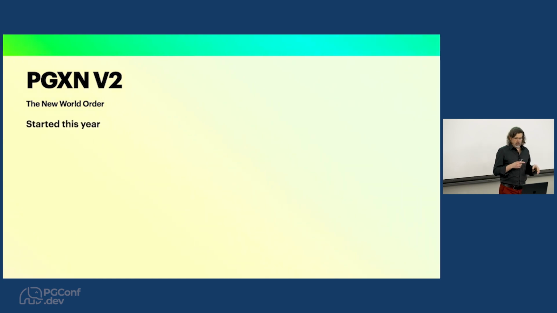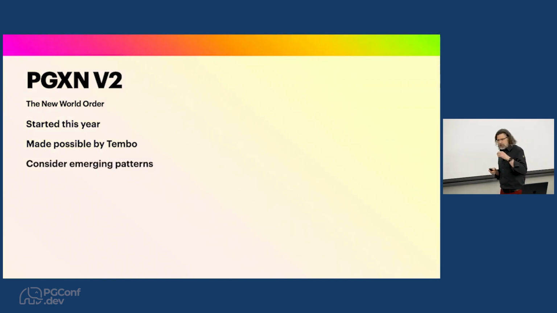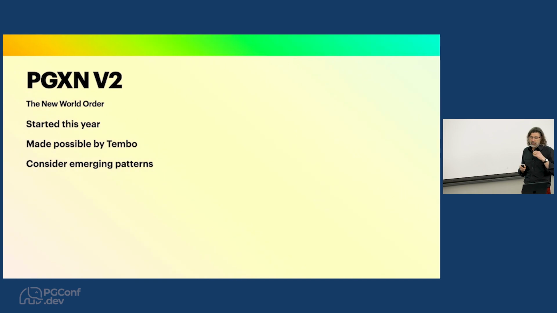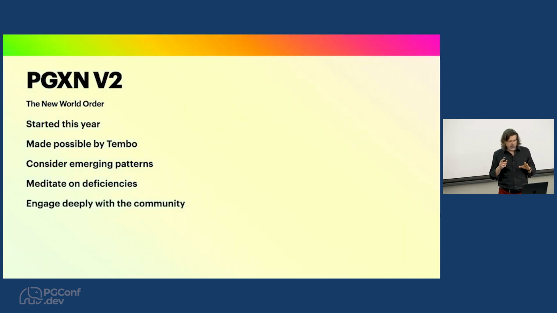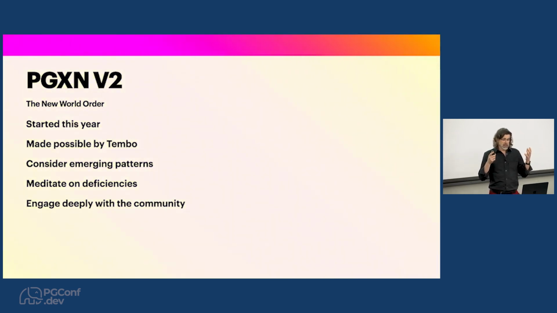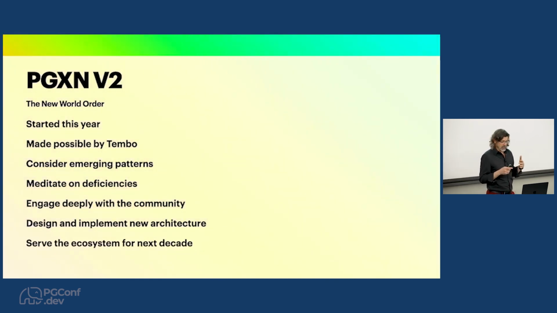We've launched a project this year we're calling PGXN v2, as more or less a code name. This is thanks again to Tembo, who hired me to work on this as a project in a way I have not been able to for the last 12 years. The responsibility is to consider these emerging patterns and the problems they're trying to solve, to meditate on the deficiencies, some of which I've talked about here, and to engage deeply with the community to try to imagine what our idealized extension distribution system of the future would look like, and to design and implement a new architecture to serve the ecosystem for the next decade.